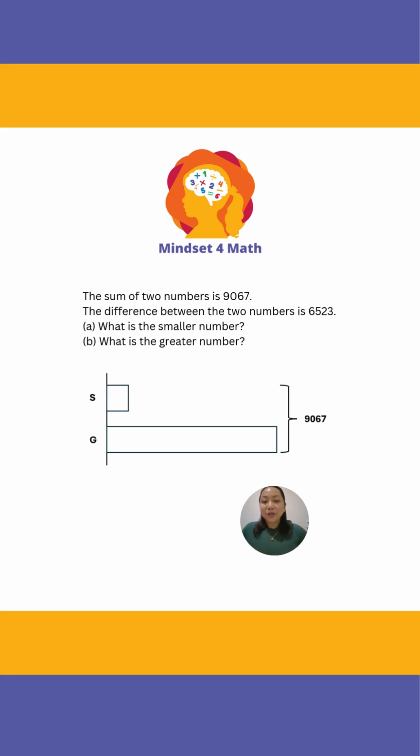The sum of two numbers is 9,067. The difference between the two numbers is 6,523. A, what is the smaller number? B, what is the greater number?